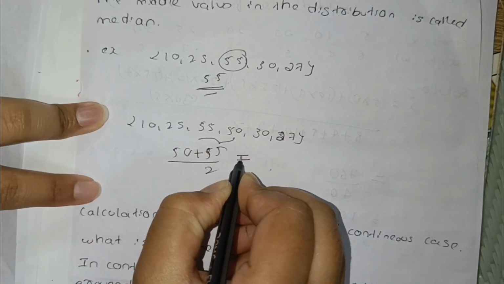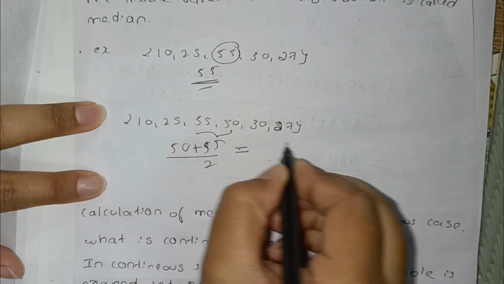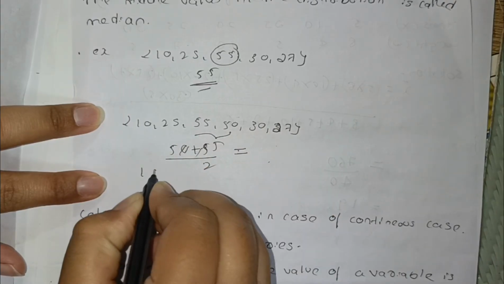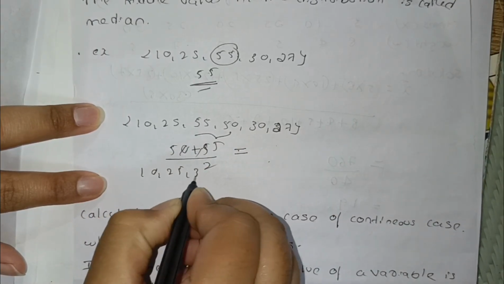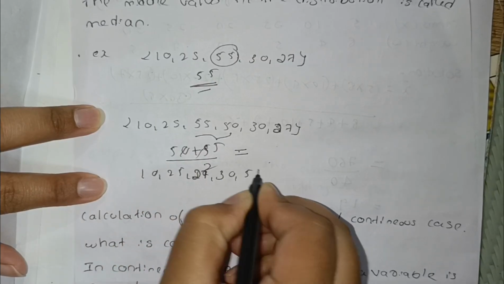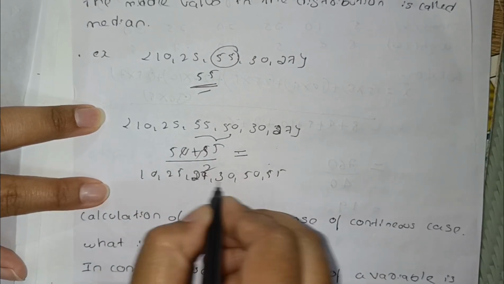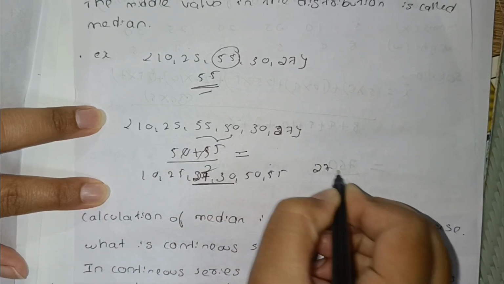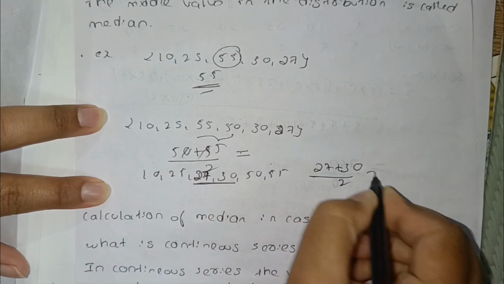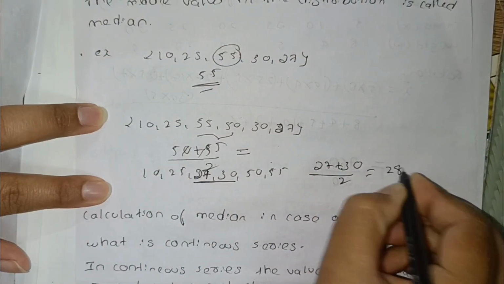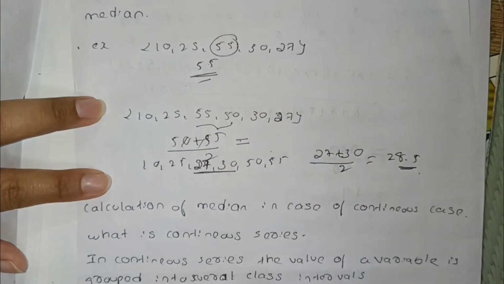Instead of doing this, first you need to write all the elements in the ascending order: 10, 25, 27, 30, 50 and then 55. Then take the middle 2 elements, add those 2 elements and divide by 2. You will get the median as 28.5.